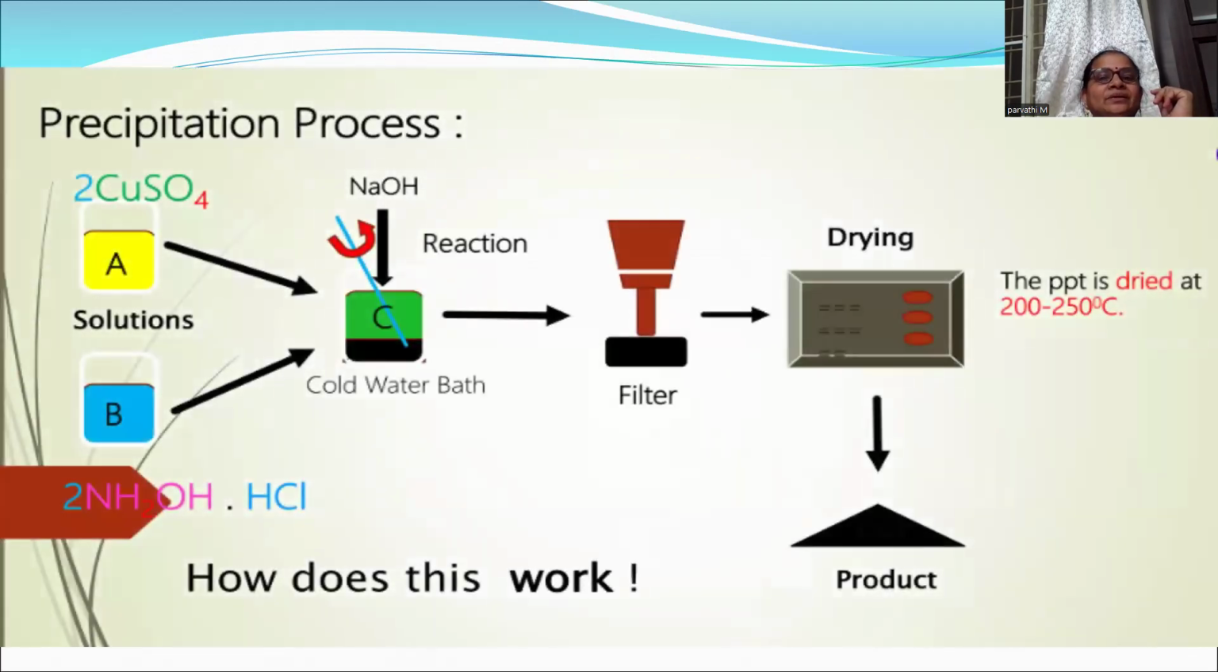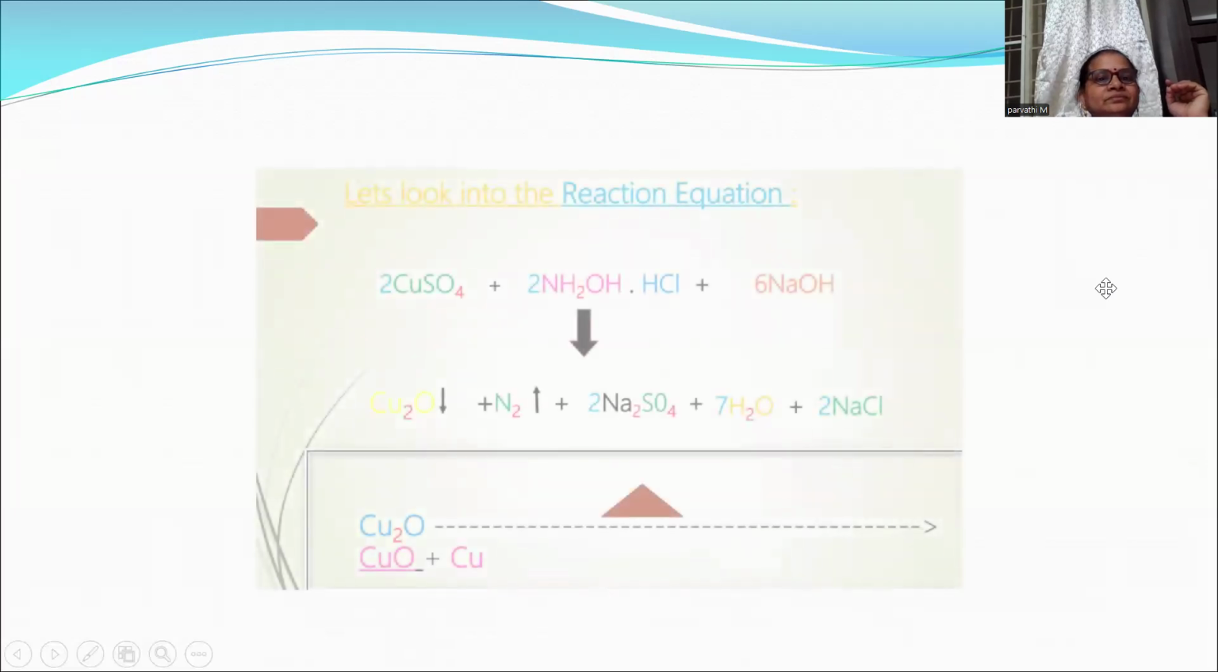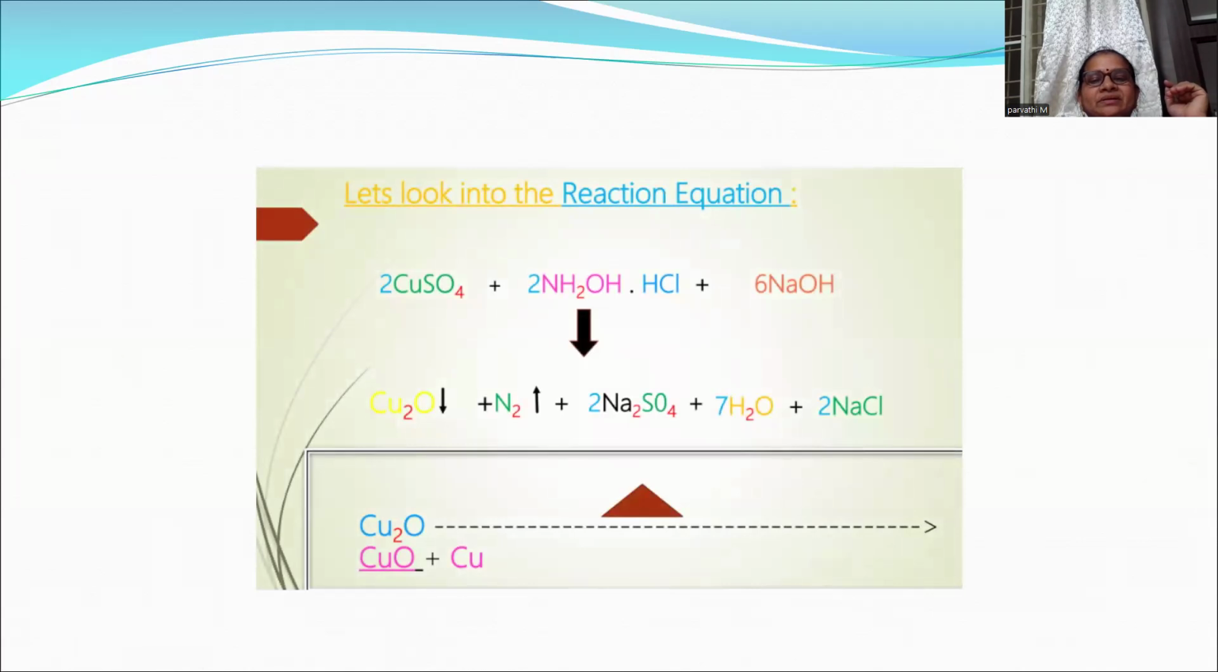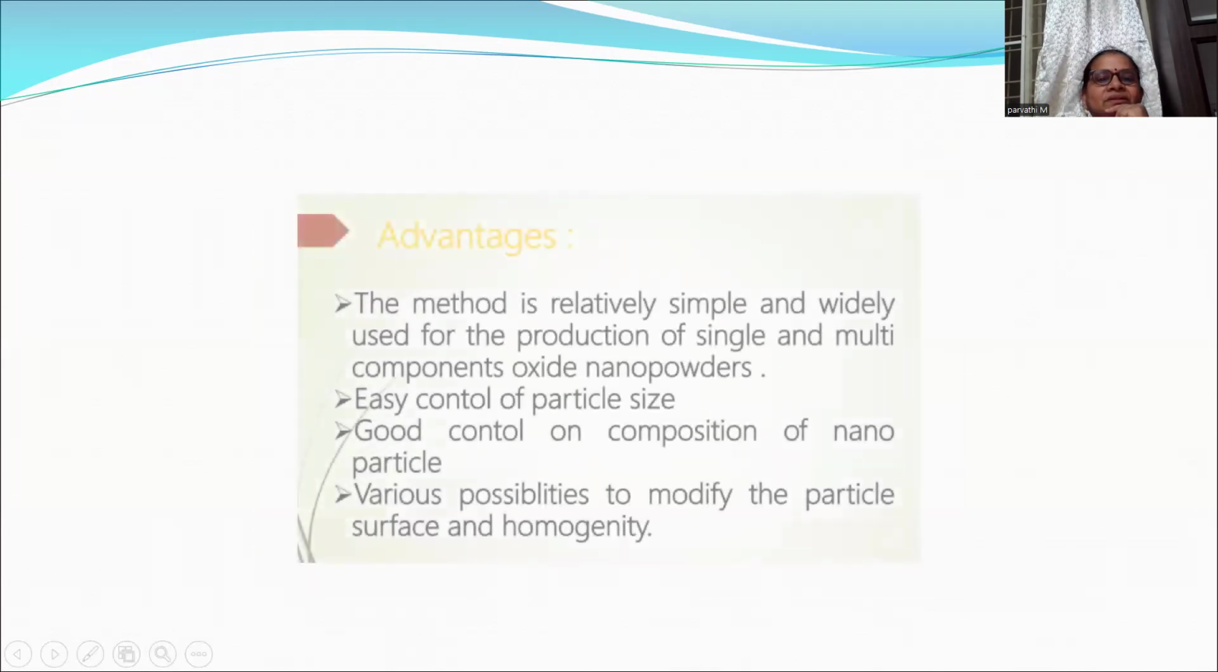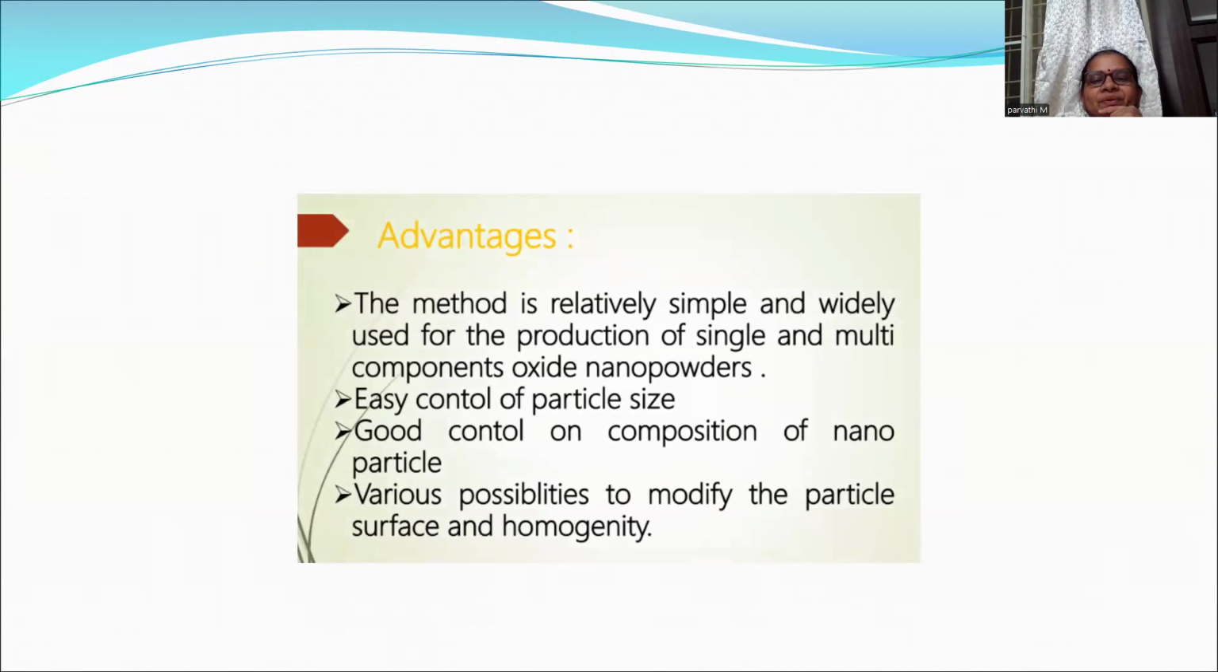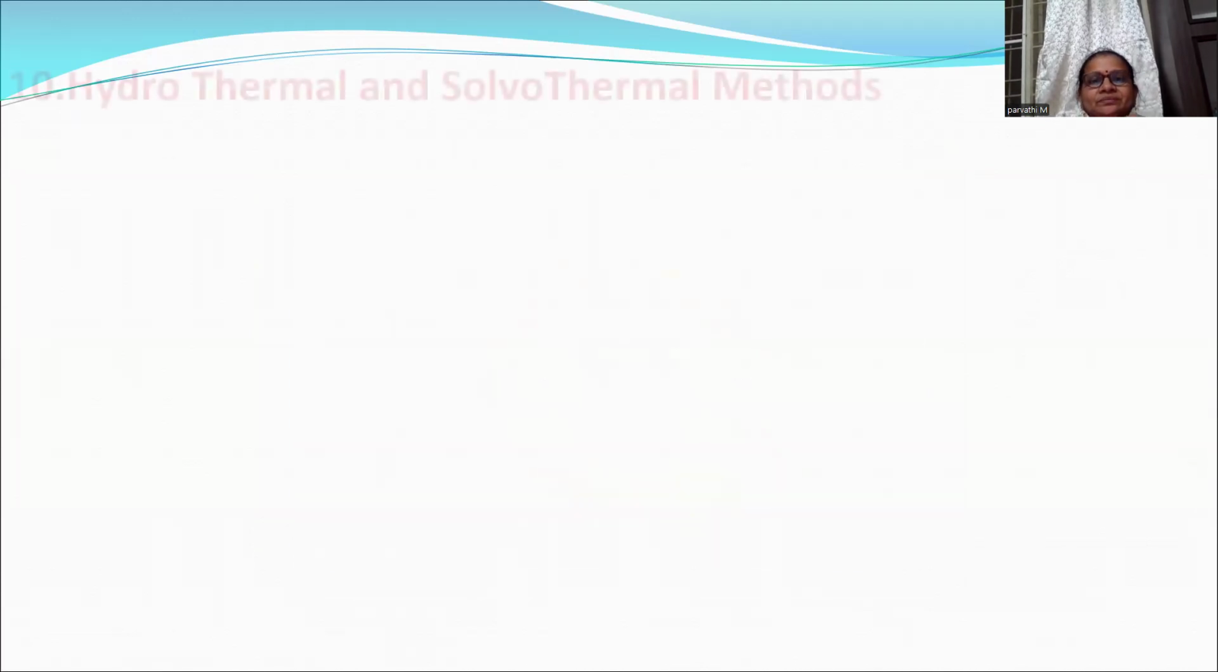Then this is another copper oxide representation, and this is the chemical reaction. So finally, copper oxide with copper will be generated. The advantages, if you see: simple and widely used for production of single and multi-component oxide nanopowders, easy control of particle size, good control on composition of nanoparticles, and various possibilities to modify the particle size, surface and homogeneity.